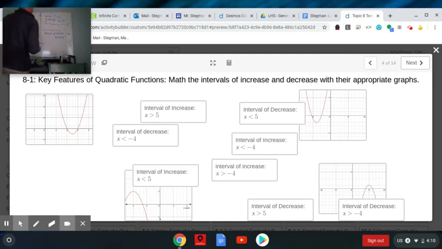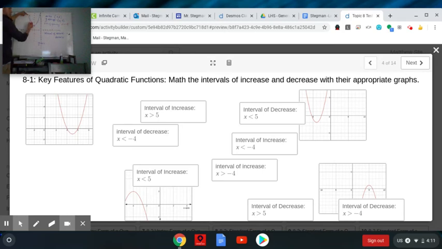Okay, interval of increase and decrease. When we talked about these, it's been a little bit since we've been back in school, but we always follow a graph from left to right. That's how we read it. So if we follow from the furthest left, here on the left side, I'm going down. That means I am decreasing until I hit that axis of symmetry.